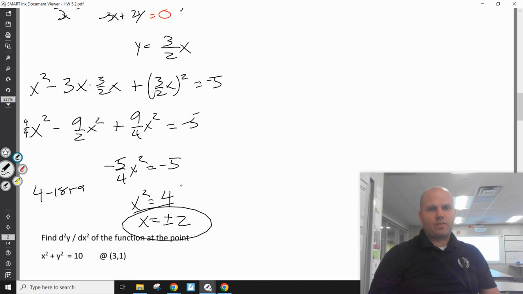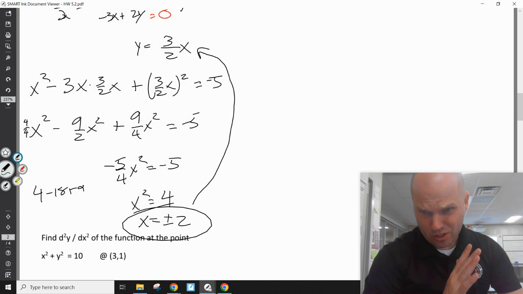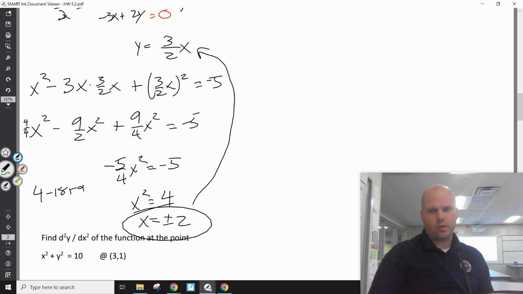Now, once we have these x values, we can go back into either equation. The original equation would be a lot of work to do. I don't want to do it. Or the secondary equation. The secondary equation is a lot easier to work with. And when I plug it into my secondary equation, I get (2, 3) or (-2, -3).